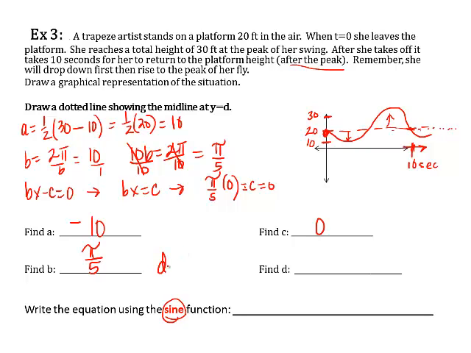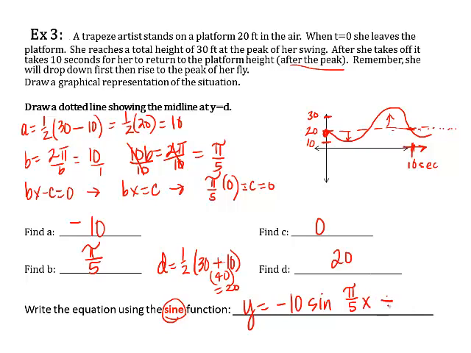And then lastly, d. D is 1/2 the maximum plus the minimum. And what do we get? We get 40. Half of 40 equals 20, which we already figured out. That's the height, right? So it's 20 is my d value. Now I can put it in a sine equation. Y equals negative 10 sine pi over 5x plus 20. All right?